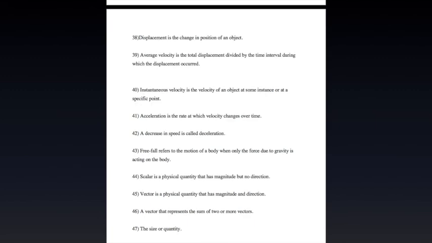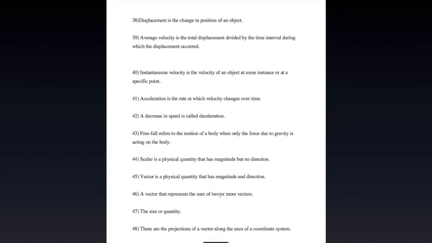Next we have, what are the components of a vector? This is kind of a vocabulary word. The components of a vector are projections of a vector along the axes of a coordinate system. Just know the definition, even if it doesn't make sense to you. Maybe if you read it a couple times, it'll make sense.